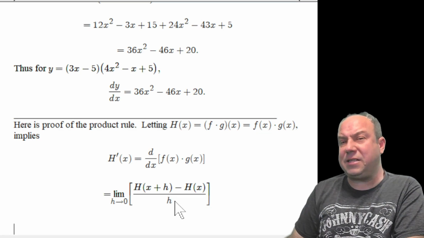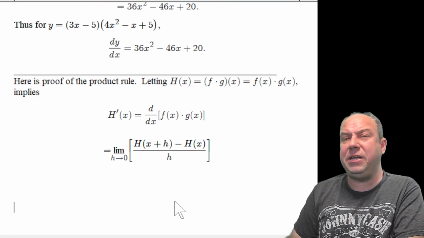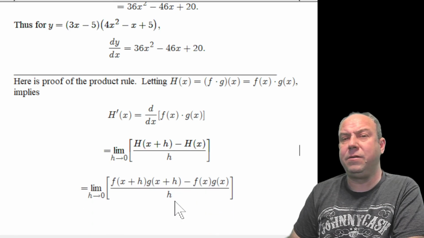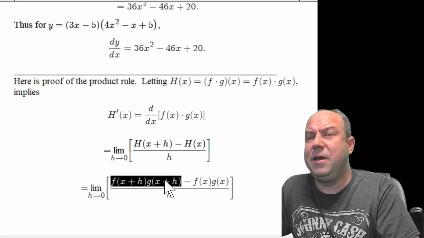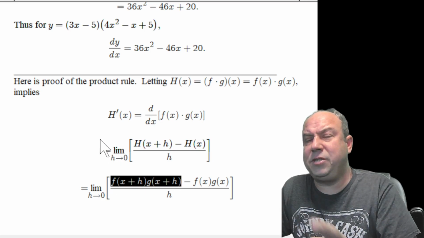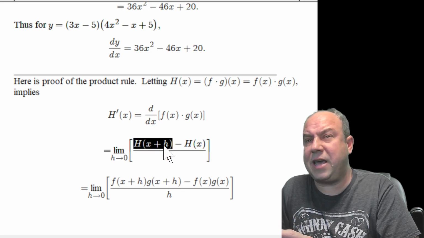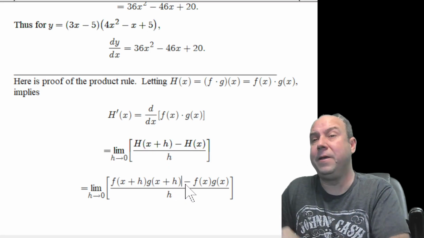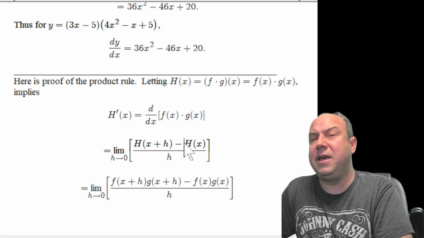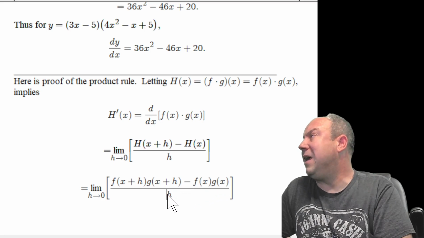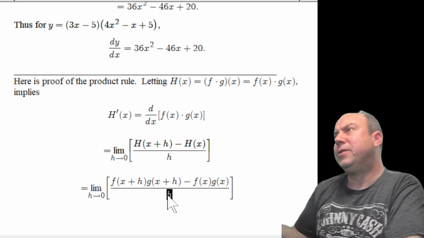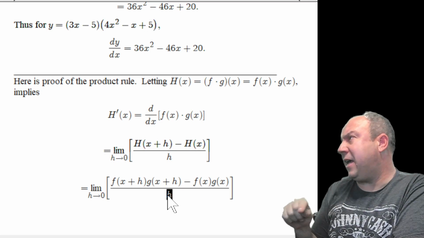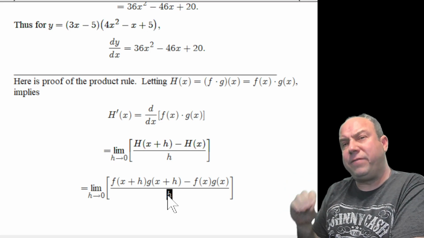Where if we state that specifically with respect to f and g, it is this. Right? F at x plus h times g at x plus h represents the capital H at x plus h. And then we're going to take away from that h of x, which is just f of x times g of x. And all that's going to be divided by h. All right? So we're starting to see a little bit more of an explicit case now start to develop involving functions f and g.